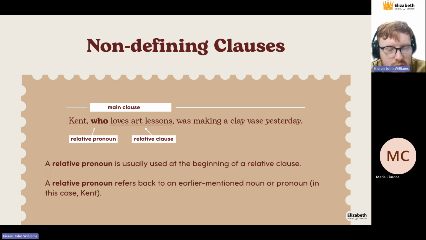All right, so as you can see here, with the non-defining clause, we've got who, so we know that who refers to Kent, the person or object that comes before it. Okay, so when we have a relative pronoun, it is always talking about something before it in the sentence.